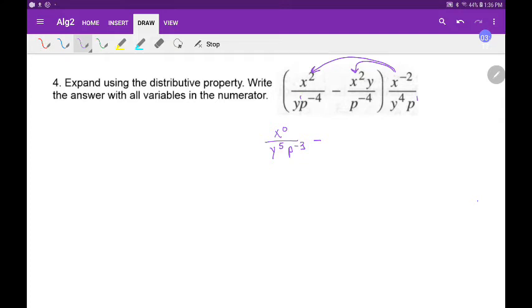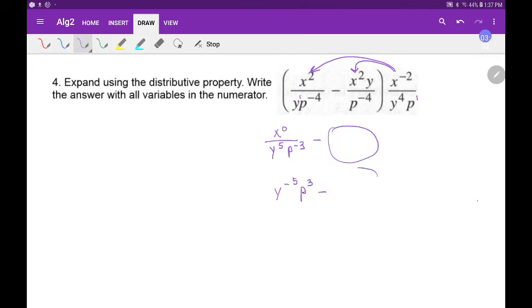I'll let you take care of the other term. And I'm supposed to write the answer with all variables in the numerator. Well, x to the 0 is 1, so I don't really need to worry about that. If I'm going to move the y to the 5th, it has to become y to the -5th if I'm going to write it on the top. And p, I'm going to change the sign of that as well. And again, I'll let you worry about the second part here.